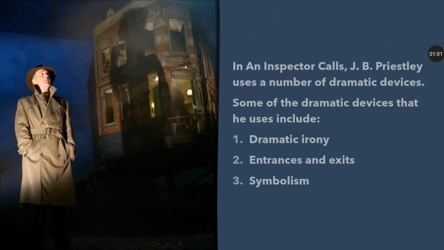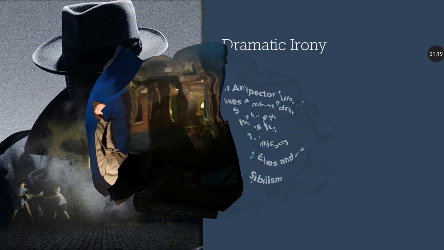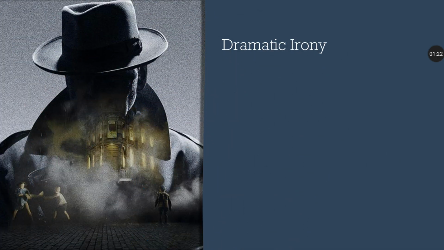An Inspector Calls by J.B. Priestley uses a number of dramatic devices. Let's discuss them. Some of the dramatic devices are dramatic irony, entrances and exits, and symbolism. We already discussed that in class. Let's just record that for revision. Number 1 is dramatic irony.